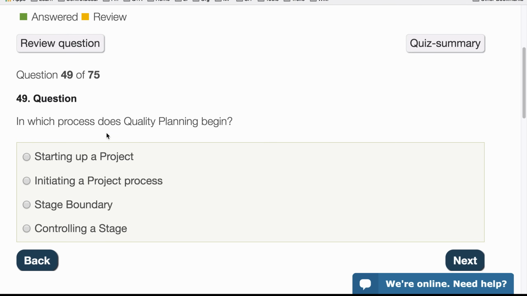In which process does the quality planning begin? Well, the quality planning begins as soon as the project product description is created, because the quality data is part of that document. So then it's in the starting up a project process because the project product description is created here.